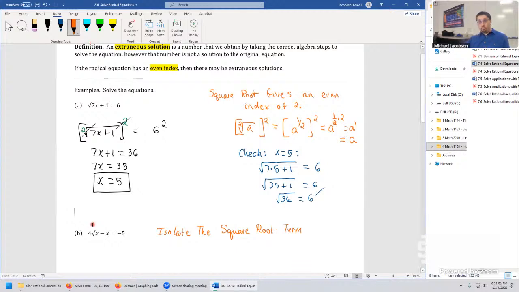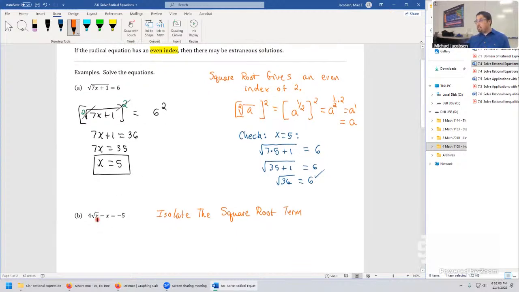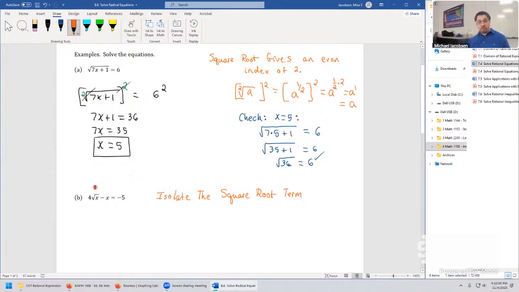So if we can get 4 root x all alone, this becomes a much easier problem. We can cancel that root a lot nicer. That just boils down to add x to both sides. So the equation becomes 4 root x equals x minus 5. Then once we get to this step, because we're dealing with the square root, we raise both sides to the power 2 this time.